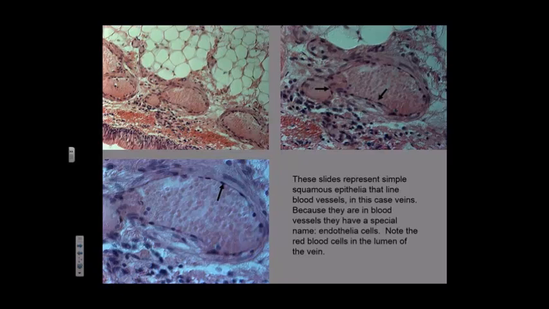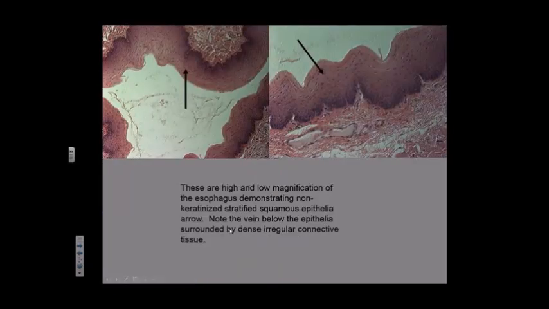So here's another form of tissue. This is adipose. Here are some more veins or arteries with nuclei in them. It's a higher power, and here are the red blood cells. So those are endothelial cells, which are simple squamous.